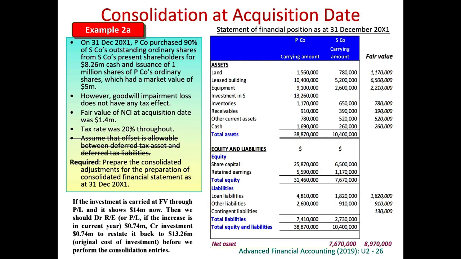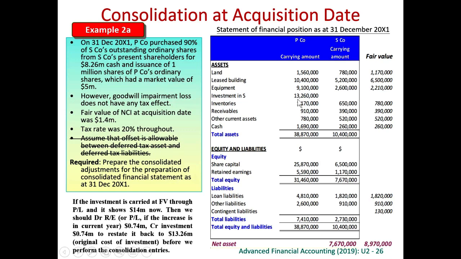Let's see an example. On 31st of December 2001, the company acquired 90% of the subsidiaries' outstanding ordinary shares. How much did we pay? We paid 8.26 million in cash, and we paid 1 million shares as well. So not only 8.26 million cash, but also the shares with a market value of 5 million. So therefore, the cost of investment should be 8.26 plus 5 million. We can check the financial statements of the parent, and we can see that the investment actually is 13.26 million.